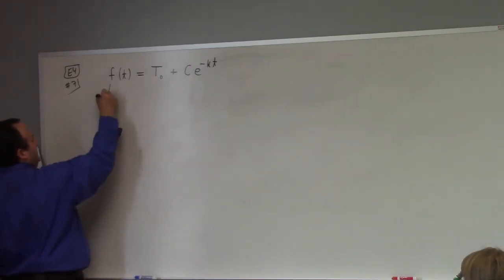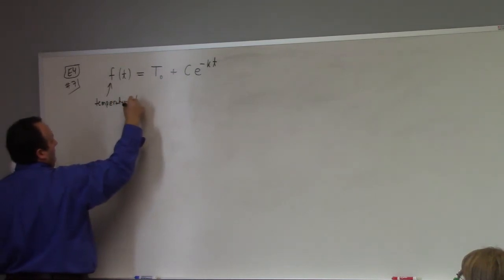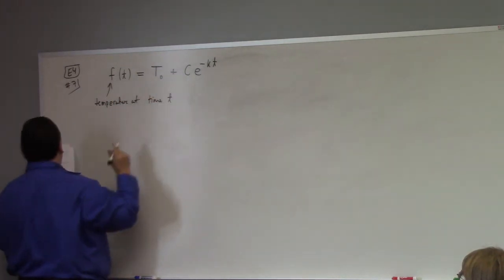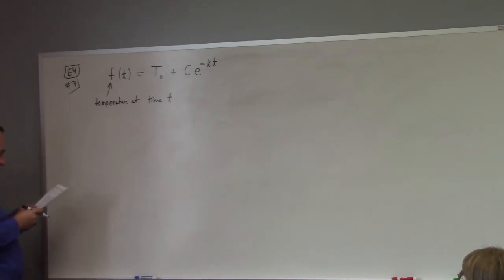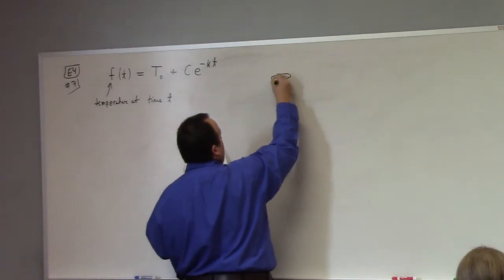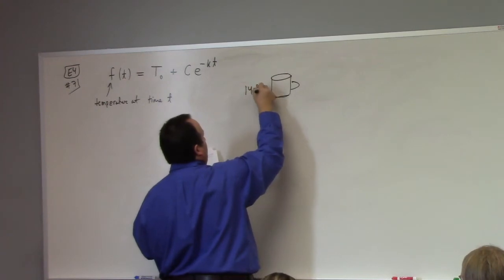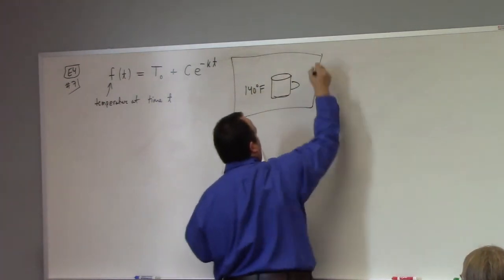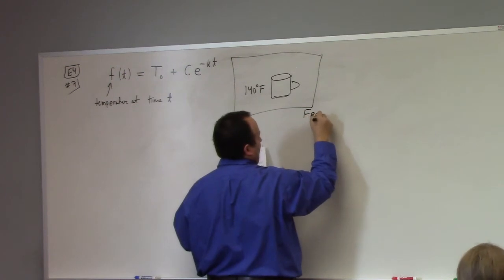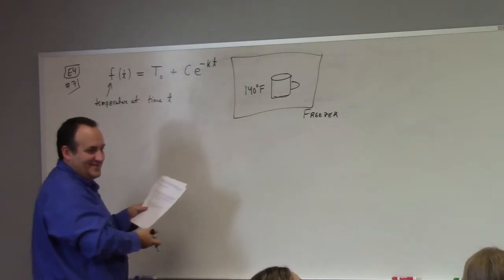Here, this is the temperature at time t. And what are we told? You've got a cup of coffee. Its temperature is 140 degrees Fahrenheit. It's placed in a freezer with temperature 0. So you've got a cup of coffee at 140 degrees Fahrenheit and you put it in a freezer. It's a very good freezer.